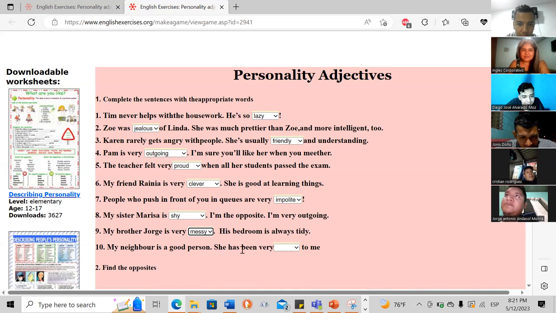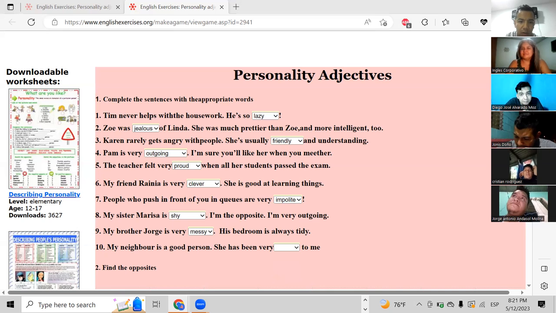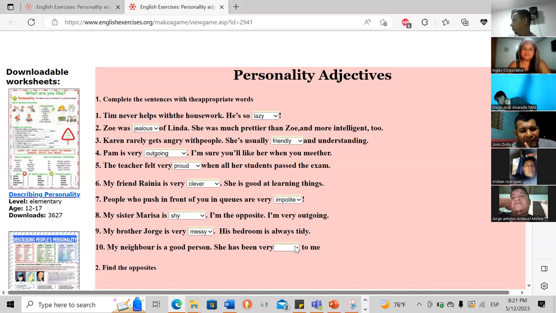My neighbor is a good person. She has been very honest, kind, or unkind. Honest. Or kind? ¿Saben qué significa kind? No. Sí, honest está bien porque es honesta, ¿verdad? Pero kind means generosa, que le ayuda. Amable. Mucho, amable. Okay.